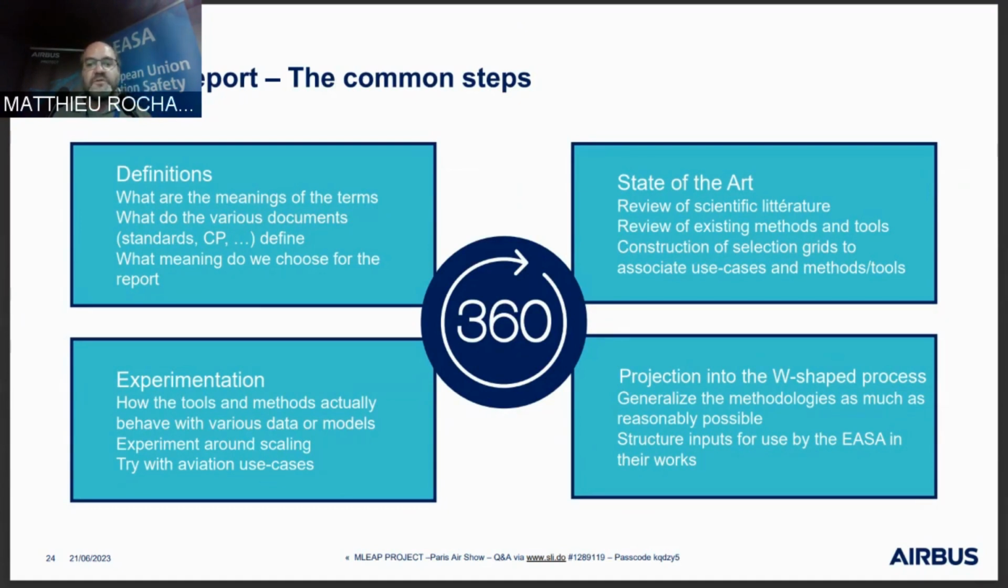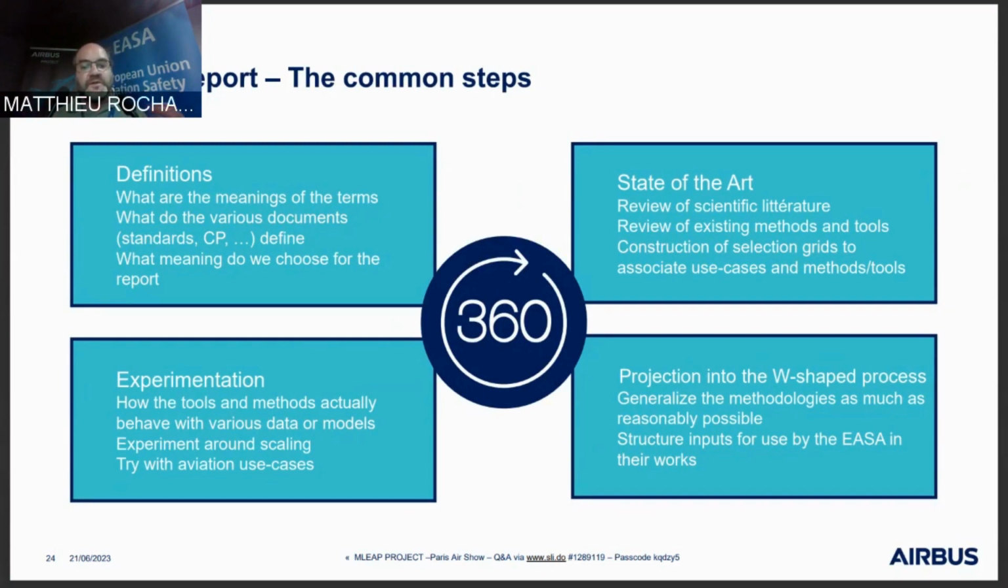We have to know what we're talking about. From that, we go to a state of the art when we do a review of scientific literature and of existing methods and tools. And the aim is to construct a selection grid where we can associate use cases and the methods and tools. So it gives you an idea of, in that particular case, what methods can I use to have a chance to prove conformity or at least properties of my system.